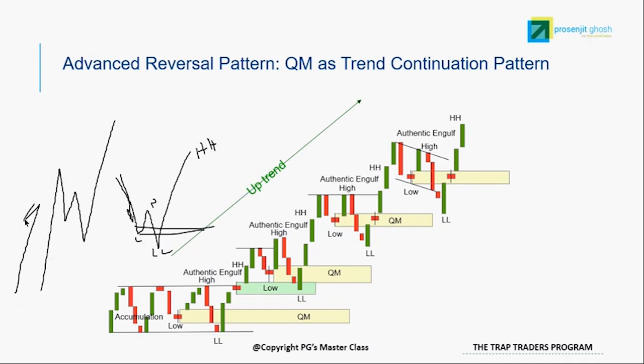I can draw it. This is an uptrend, price coming down, low, high, lower low, higher high. Okay, so this is a QM in an uptrend. Okay, demand QM. This is a continuation pattern. This is a reversal pattern because it happened in a downtrend. So these both are demand QMs, but one has formed in an uptrend, one has formed in a downtrend. Okay, the one that has formed in a downtrend is a reversal pattern. The one that has formed in an uptrend is a continuation pattern.